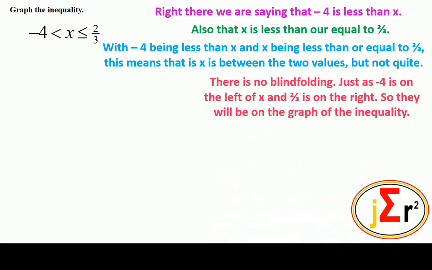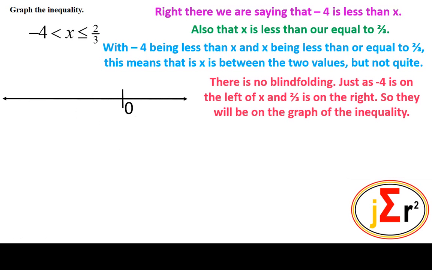Just as negative 4 is on the left of x and 2/3 is on the right, so they will be on the graph of the inequality. Everything is pretty much in the same order. Negative 4 on the left, 2/3 on the right, and when we are graphing the inequality, they will also be on the left and the right, respectively, of the graphical representation.